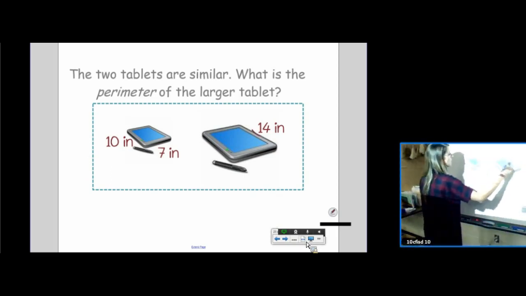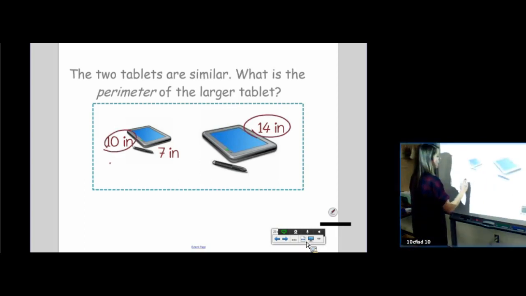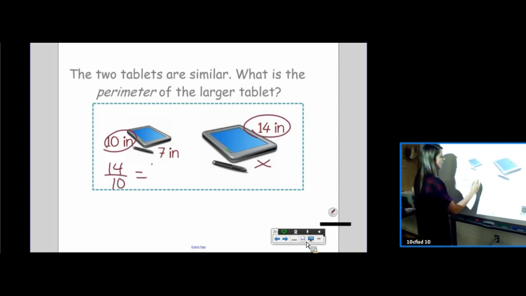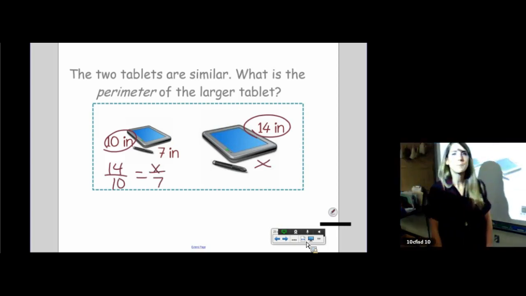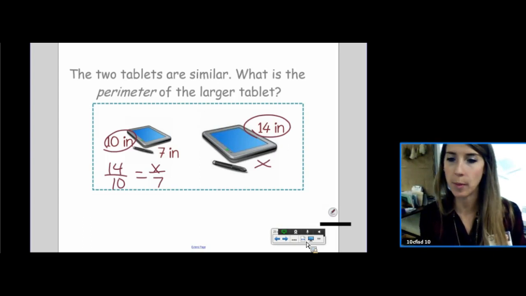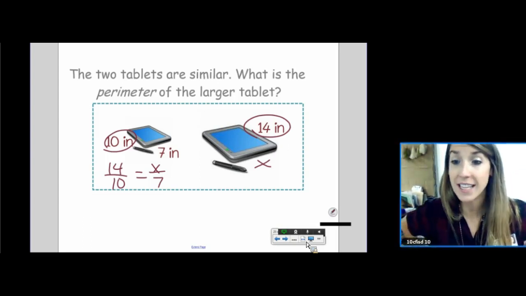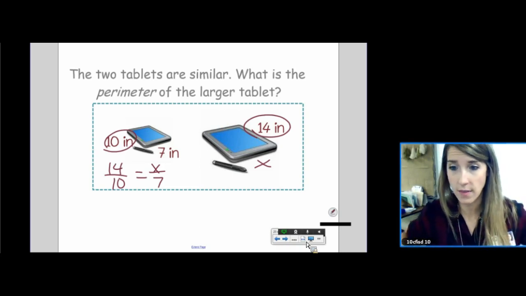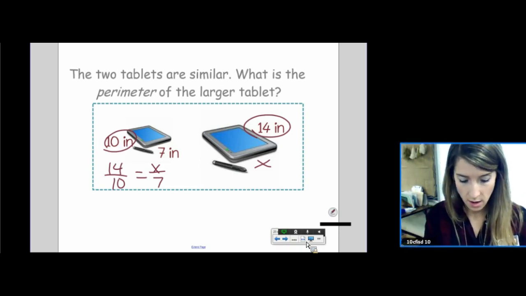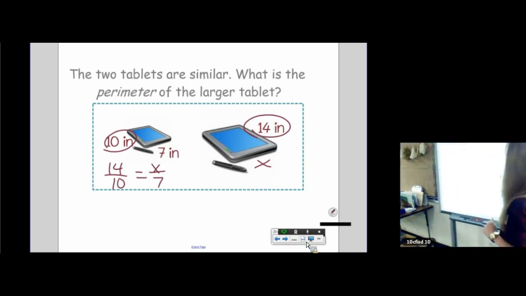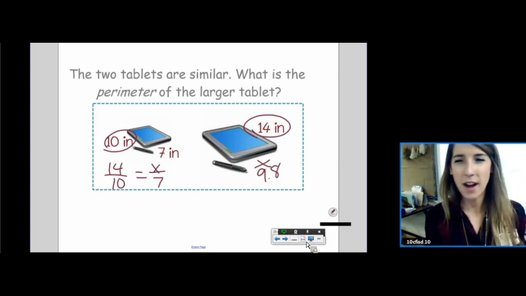So I'm going to do second over first equals second over first. Just be consistent when you're setting up your proportion. Yep, you could have done 10 is to 14. That works too. So now we're going to cross multiply. 14 times 7 divided by 10. And we get 9.8.